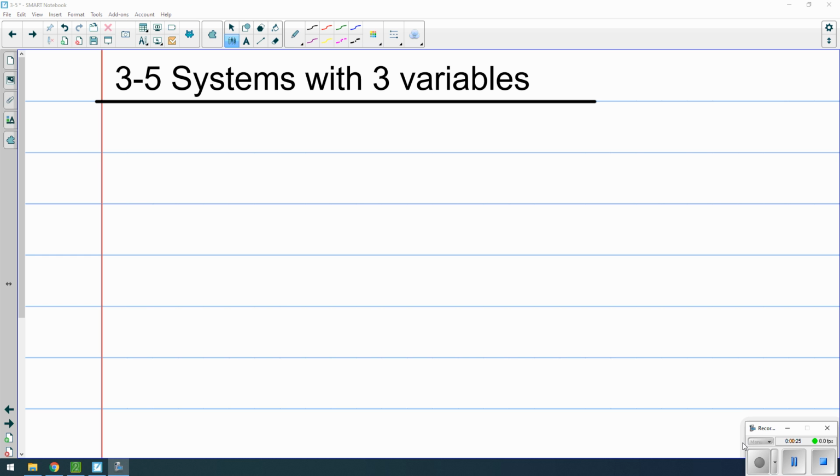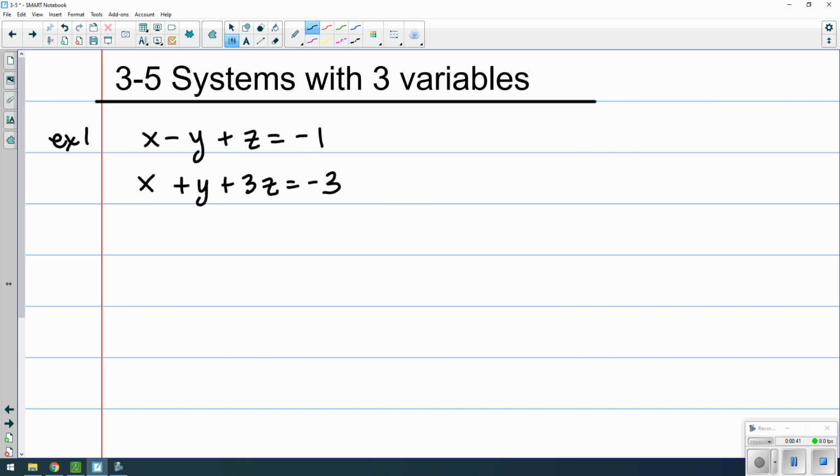Let's take a look at the first example. So here's our first example. We're going to look at x minus y plus z is equal to -1. x plus y plus 3z is equal to -3. 2x minus y plus 2z is equal to 0.